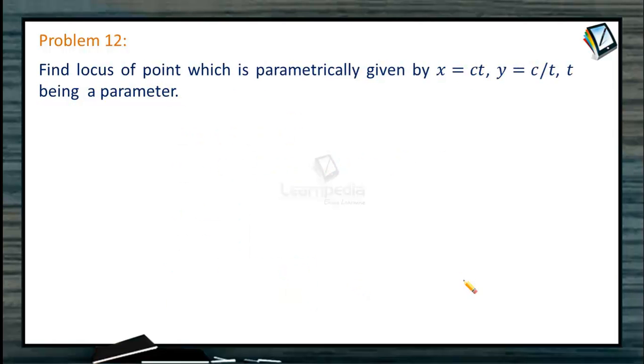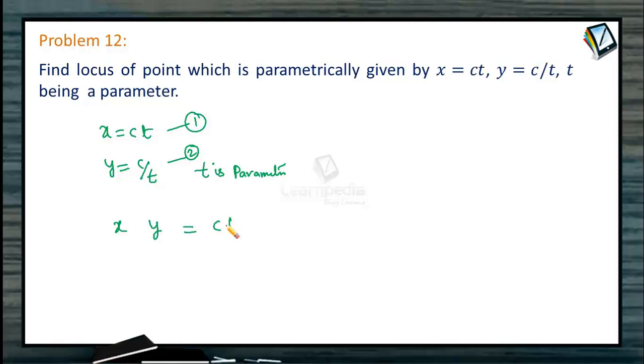One more example, x is equal to ct, y is equal to c by t. So here t is the parameter. This is the first equation, this is the second equation. The elimination here is very obvious. When we just multiply these two relations, that is when we write x into y, we see that t is at once eliminated. So we have xy is equal to c square as the equation of the locus.